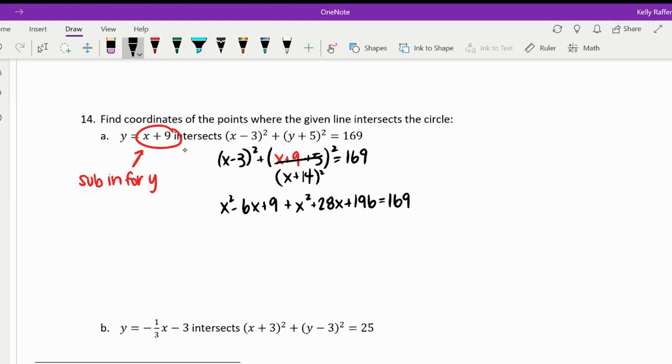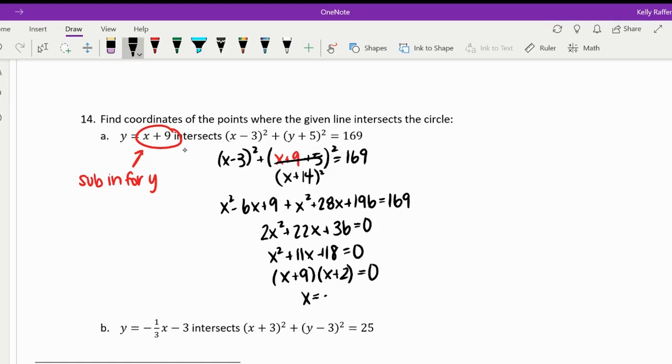So I'm going to grab my calculator and move all these constants over. On the left side, I'll have 2x^2 plus 22x. Actually, I'm going to leave the constants over here, and I'll get a positive 36. Now I could divide everything by 2. Remember, we're trying to solve for x. So it looks like I'm going to get 9 and 2, so x equals -9 and -2. So those are going to be the two points.